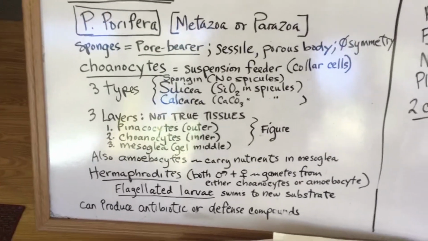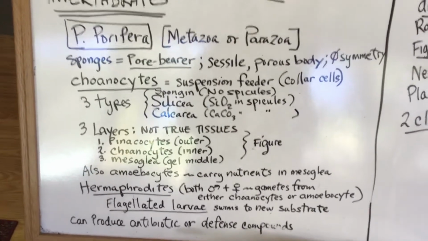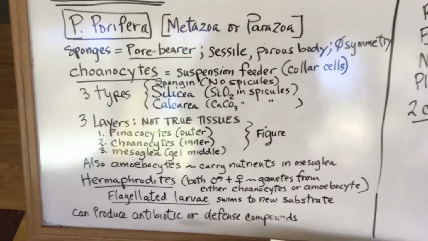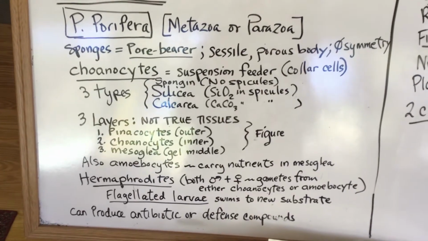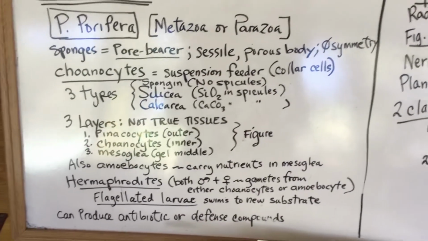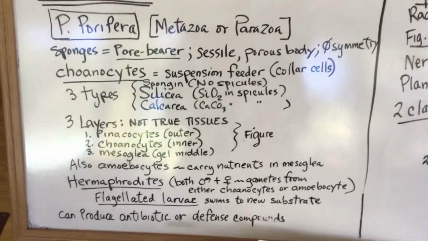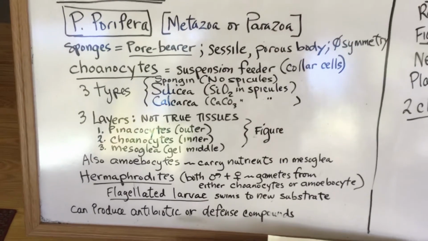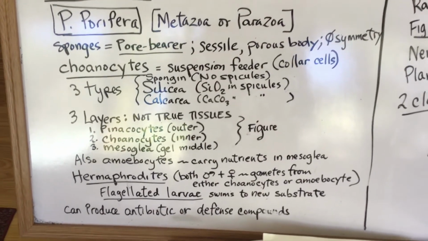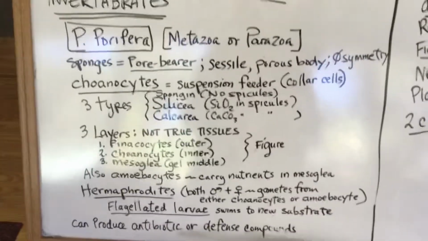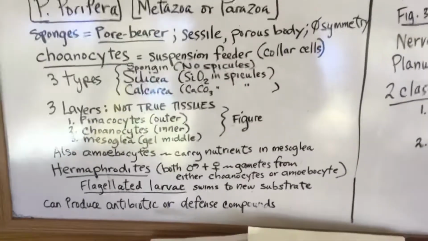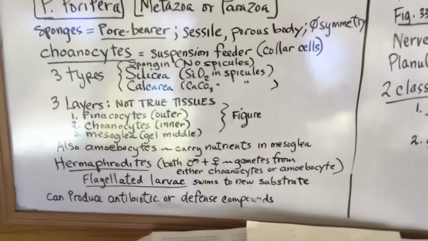They have three layers, even though they're not true tissue layers. They have an outer layer, an inner layer, and then some jelly stuff that's in the middle. The outer layer is called pinacocytes, and they are covering the outside. Then you have the choanocytes, which again we're going to look at in a sec, that are covering the inner part, and then you have the mesoglia. You also have amoebocytes that move around in the mesoglia mostly, and they are going to carry nutrients, and sometimes they produce the haploid cells that act as gametes.